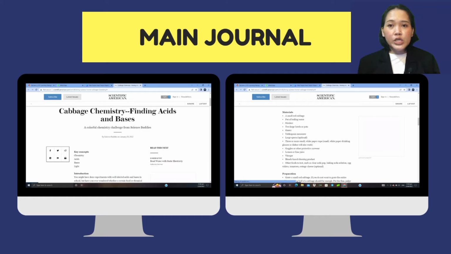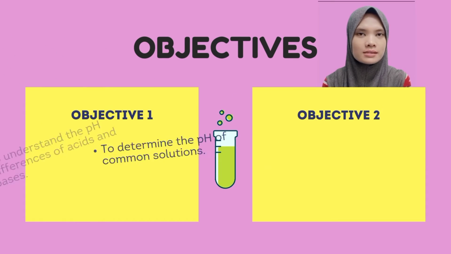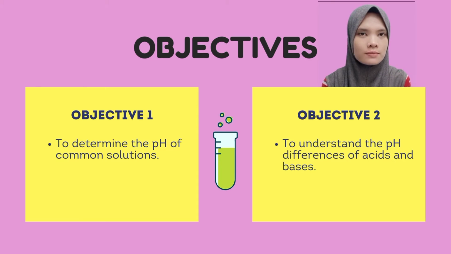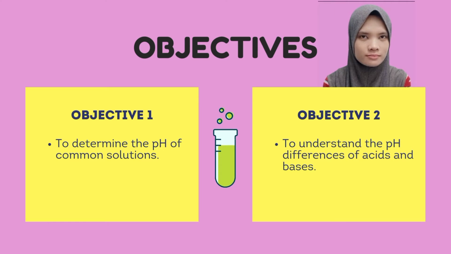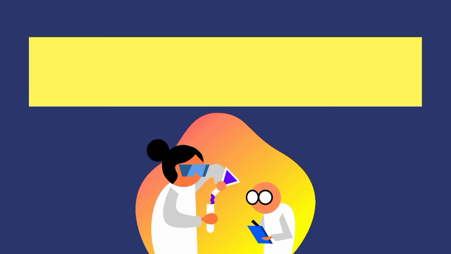So this is our main journal, and most of our ideas refer to this journal. Next, there are two objectives in this experiment. The first is to determine the pH of common solutions. Secondly, to understand the pH difference of acids and bases.